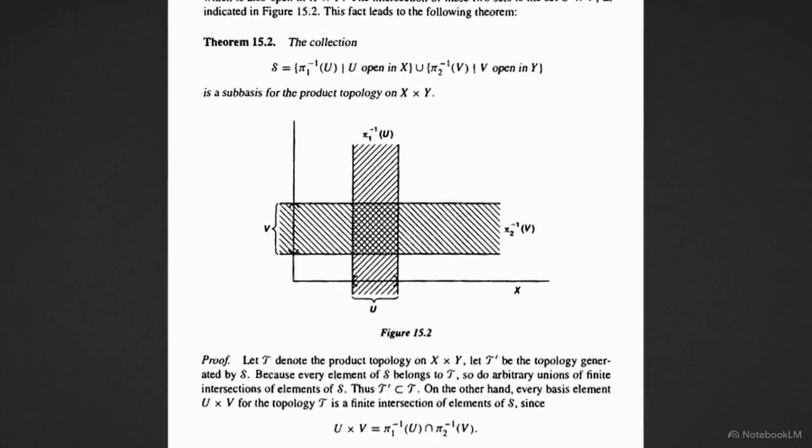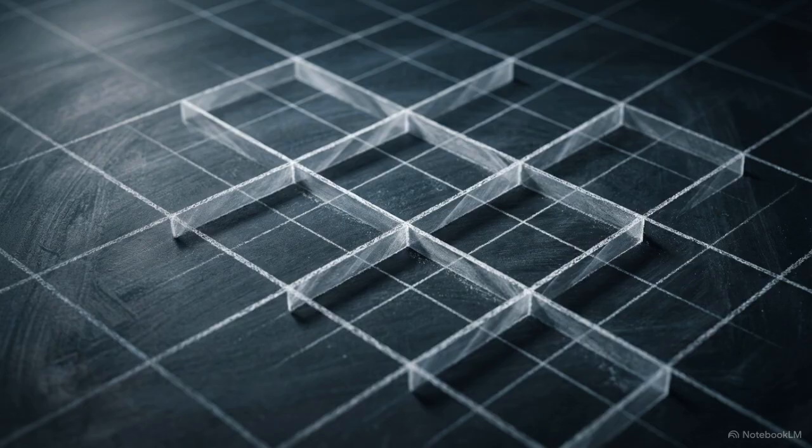As illustrated in Figure 15.2, intersecting a finite number of these infinite strips, one horizontal and one vertical, recovers the exact open basis rectangle used in our first definition. While both methods yield the same result for a finite product, the second method, defining the topology through the pre-images of individual coordinates, provides the mathematical framework necessary to handle products with infinite dimensions.